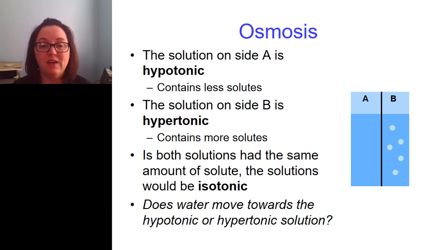If both sides had the same solute concentration, we would say they were isotonic. The prefix iso means same. So knowing what you know about osmosis, would you say water moves towards the hypotonic or towards the hypertonic solution? Okay. Well, remember, water moves from side A towards side B, so water moves towards the hypertonic solution.